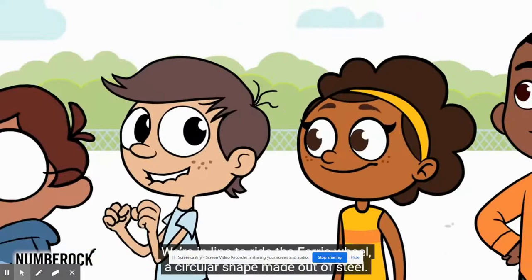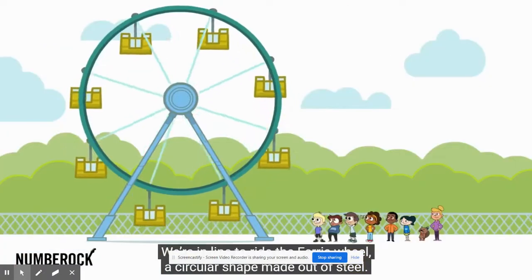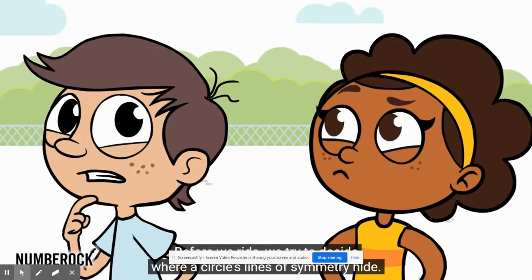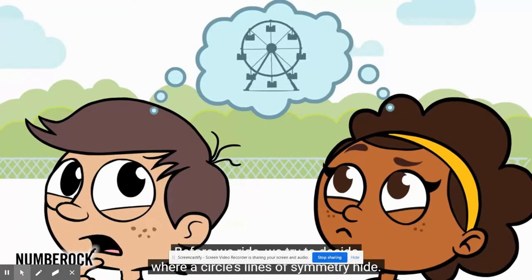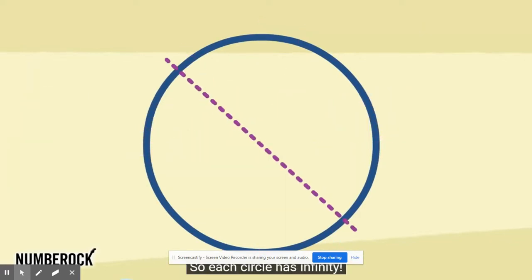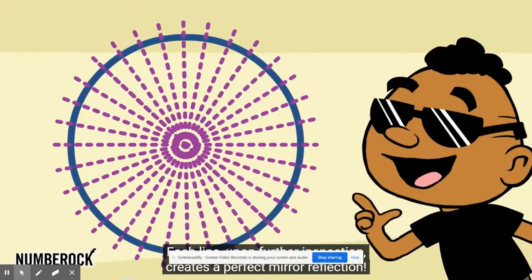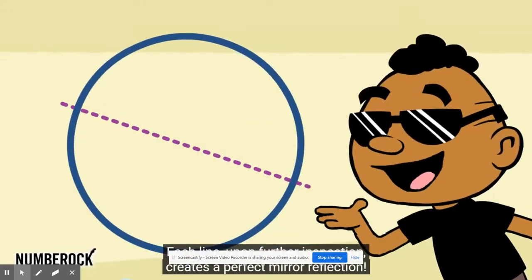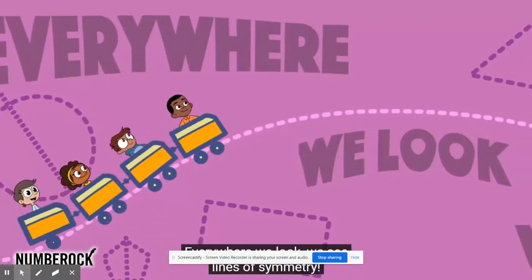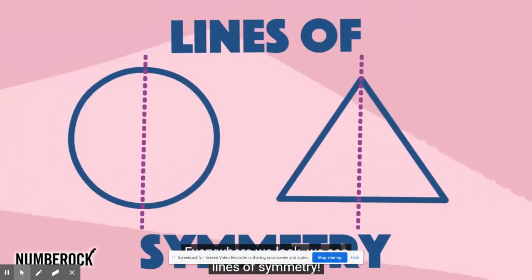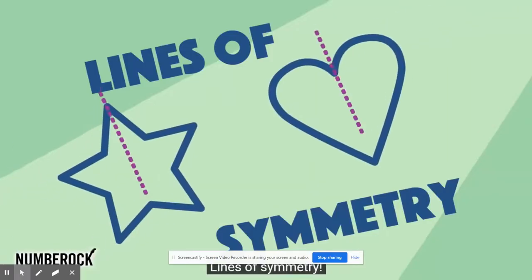We're in line to ride the Ferris wheel, a circular shape made out of steel. Before we ride, we try to decide where a circle's lines of symmetry hide. Lines to the center have symmetry, so each circle has infinity. Each line, upon further inspection, creates a perfect mirror reflection. Everywhere we look, we see lines of symmetry. Lines of symmetry. It's all around us.